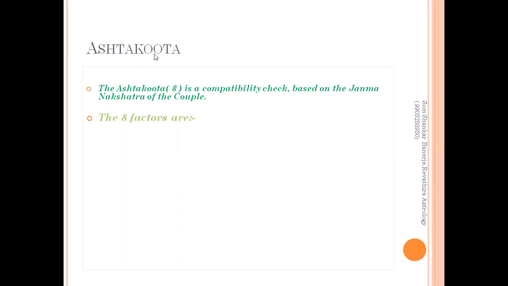There are eight factors. The first one is Varna, which has 1 Kuta, which is about spiritual development, obedience, working outlook. The second is Vashya. It's about dominance. If one person is too dominant and the other person is very timid, then the relationship will not mature. So here the compatibility in terms of dominance and mutual attraction is mapped, which is Vashyakuta, which has 2 points.